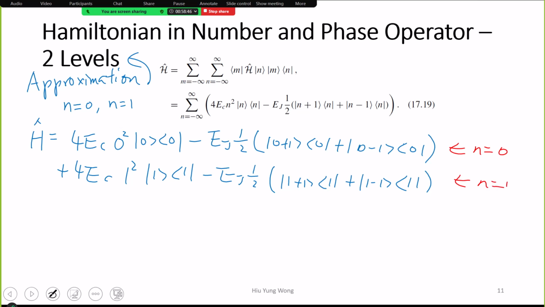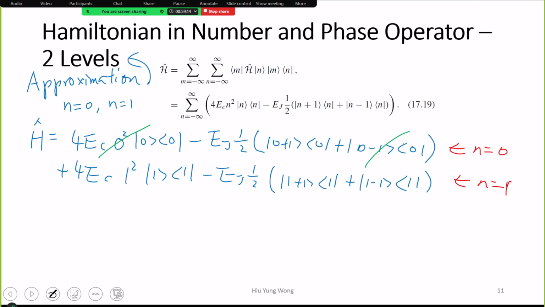How about n equal to 2? Do I need to do that? No, because I already said that I'm doing an approximation. I only look at n equal to 0 and 1, right? Now, of course, what happened? This is gone, right? Because you multiply by 0 squared. How about this one? This one is also gone, because we say that we limit to 0.